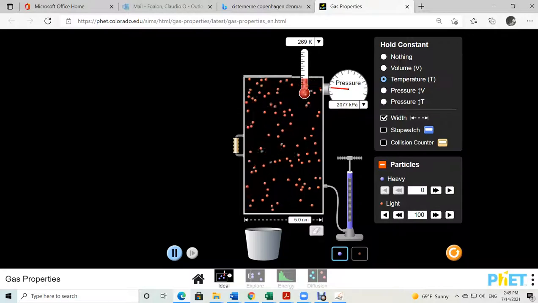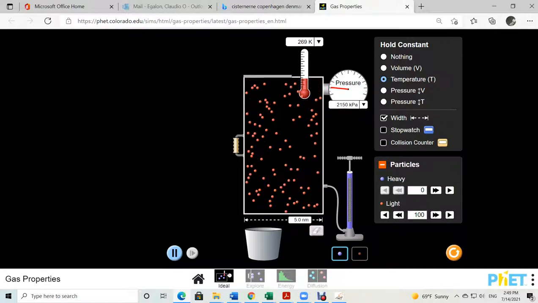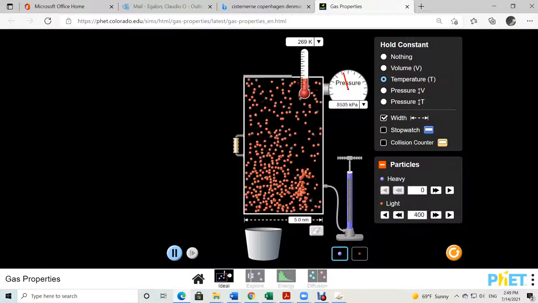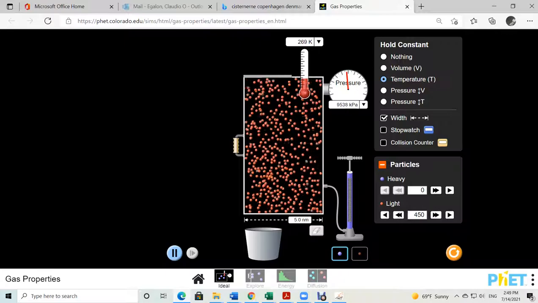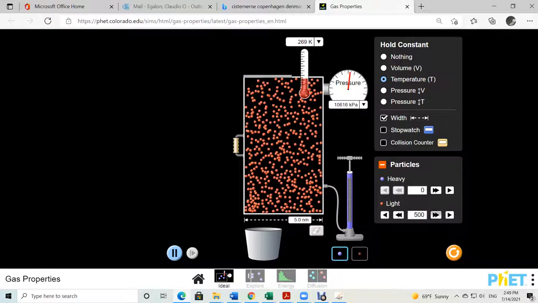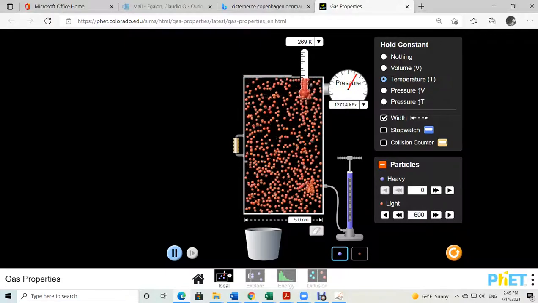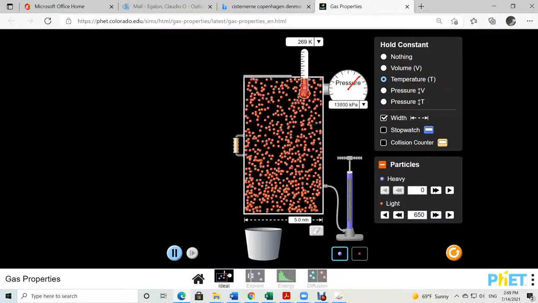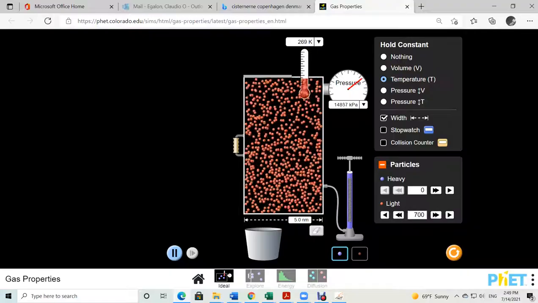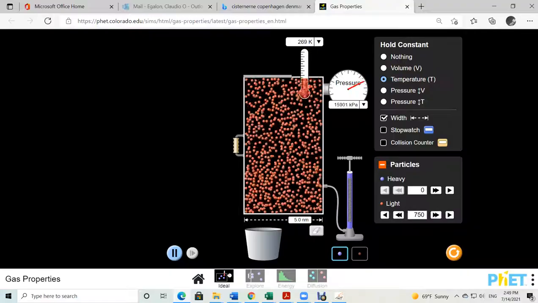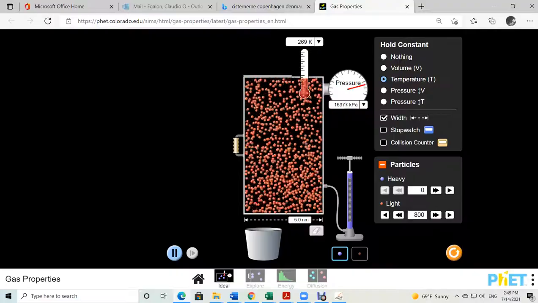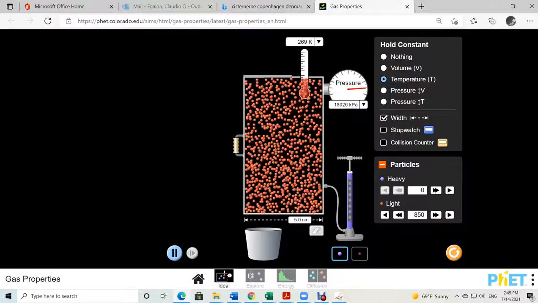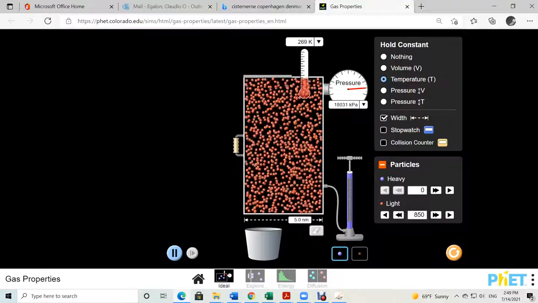So one way to increase the pressure is by pumping more and more particles into the container. Here you go, I'm increasing the pressure, see that? More particles. Eventually, the pressure is going to get so high that the container is not going to be able to contain all this gas. Let's see if I can pop it off. More. That's the smallest volume that I can go. The smaller the volume, the higher the pressure.